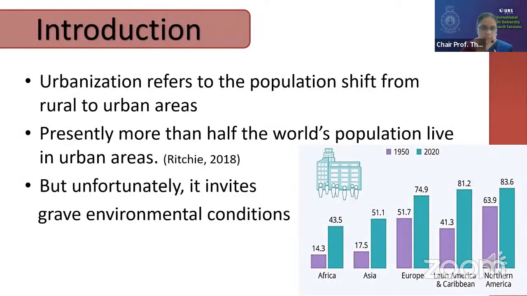Why is conservation important? In search of better opportunities for employment, healthcare, and education, people tend to move from rural to urban areas. We call this population shift urbanization. Presently, around 56% of the world's population lives in urban areas. Urbanization, as good as it may sound, comes with its fair share of detrimental effects to the environment.